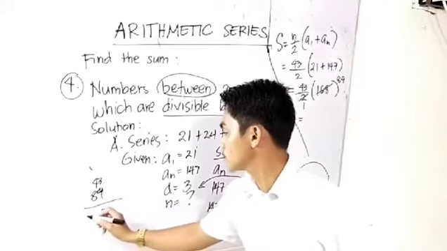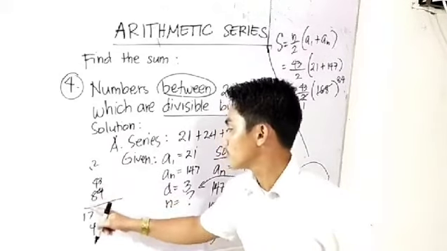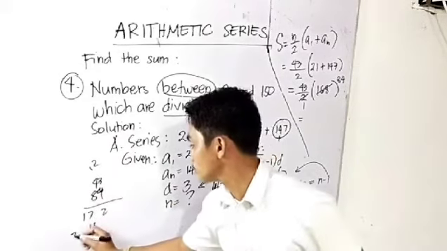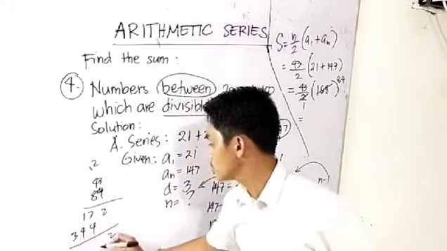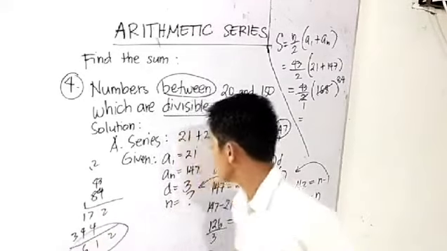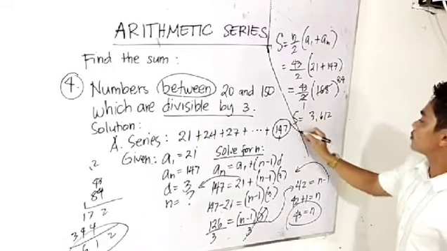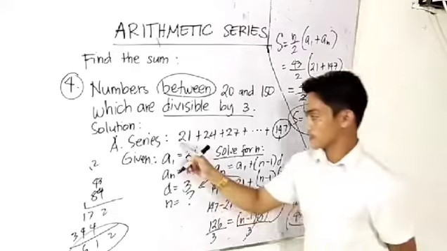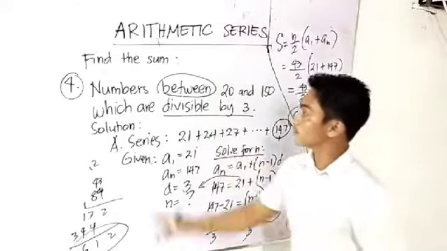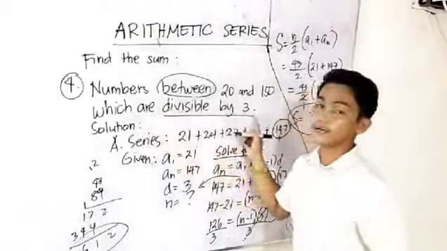The result is 3,612. The sum of this series, or the sum of numbers between 20 and 150 which are divisible by 3.